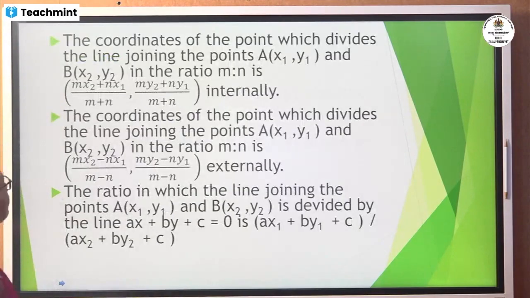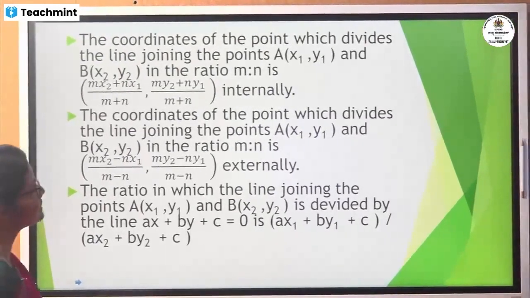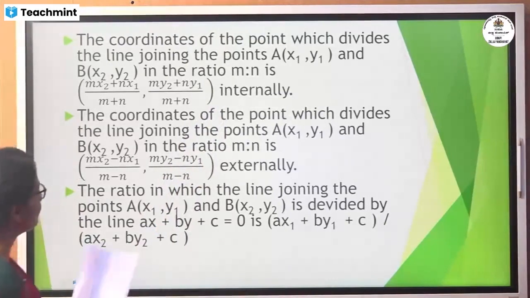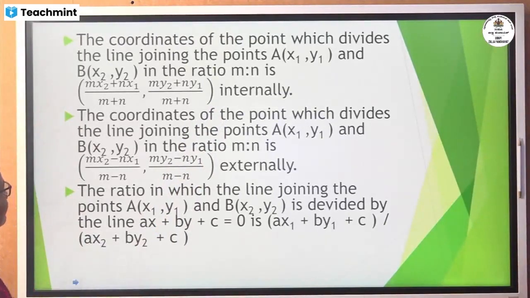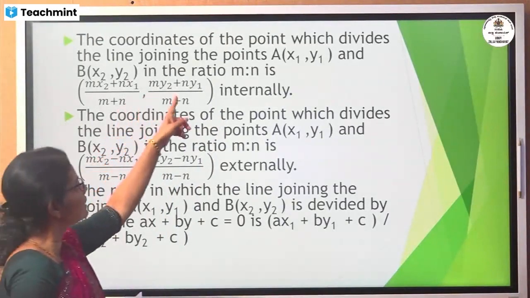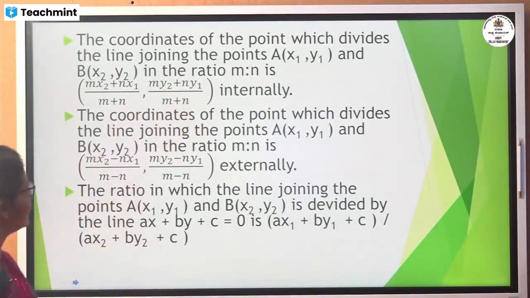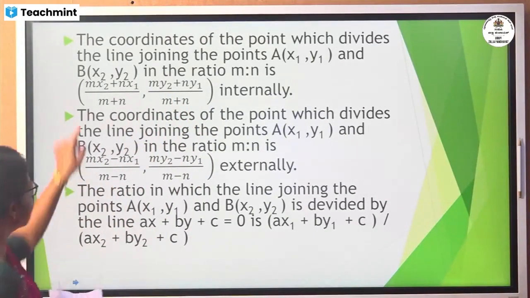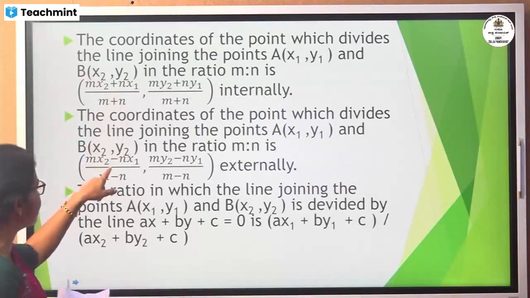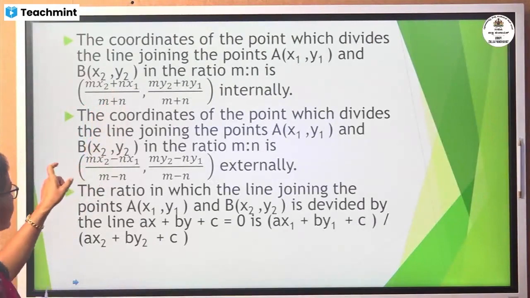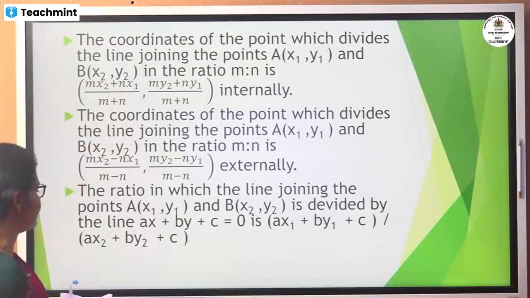Next, the coordinates of the point which divides the line joining the points x1 y1 and x2 y2. Here ratio is given m is to n, and this formula is familiar actually. mx2 plus nx1 divided by m plus n and my2 plus ny1 divided by m plus n. This is the formula for internal division. Then if you change the plus sign with minus, we'll get the formula to get the coordinates for the external division.